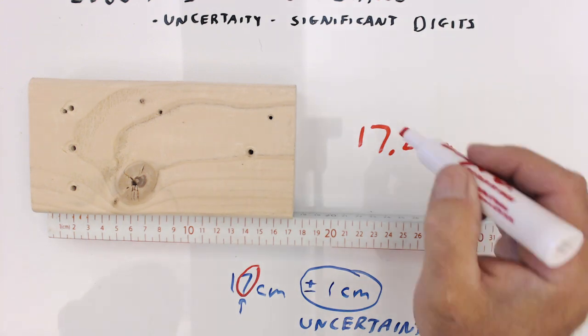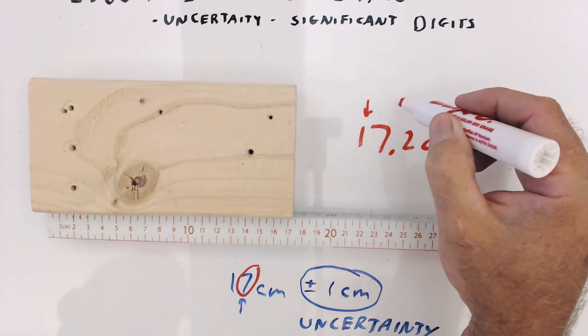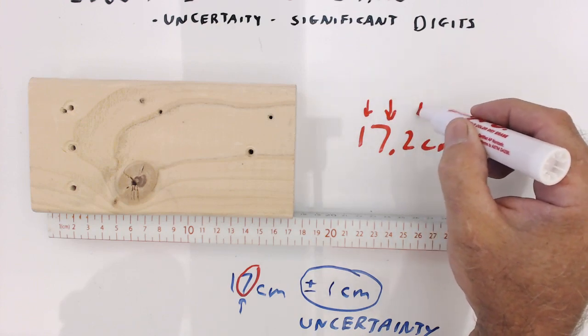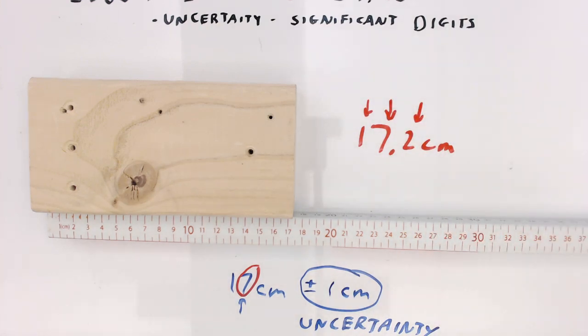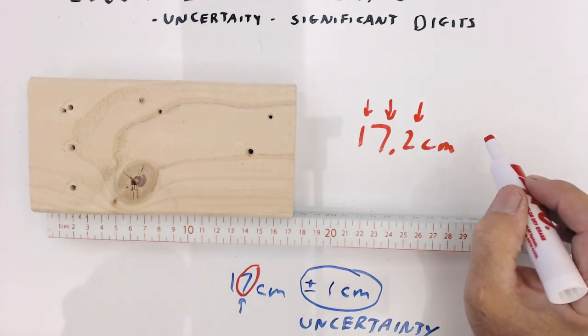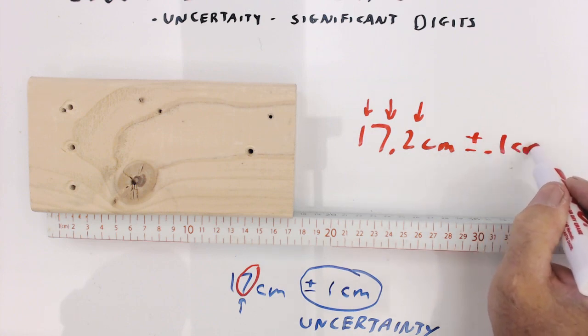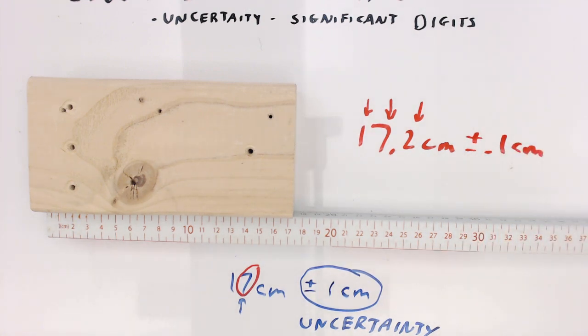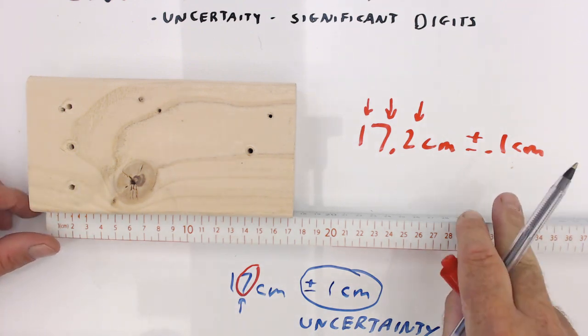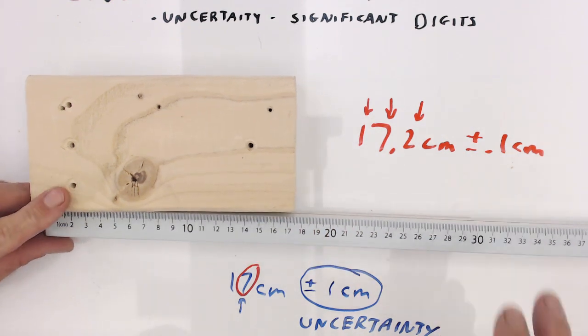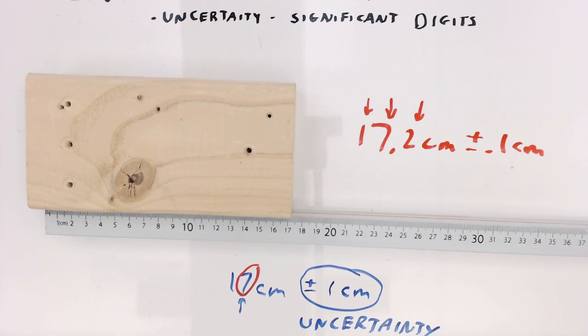I'm now certain about the tens place, certain about the ones place, and pretty certain about the tenths place, which means the tenths place could be off. We may disagree, so I'm going to put plus or minus 1/10 of a centimeter as my uncertainty, so that if someone else comes along, they can tell the 2 is my best guess based on the ruler. If the ruler has even more lines, then it changes your ability to guess once again.